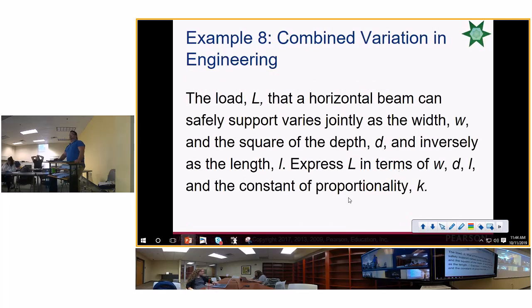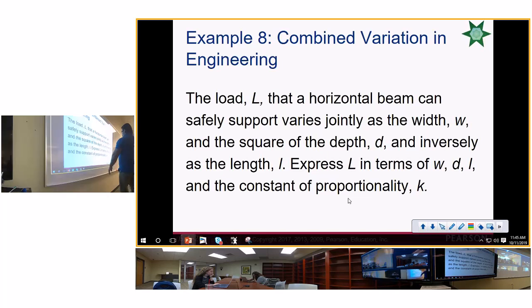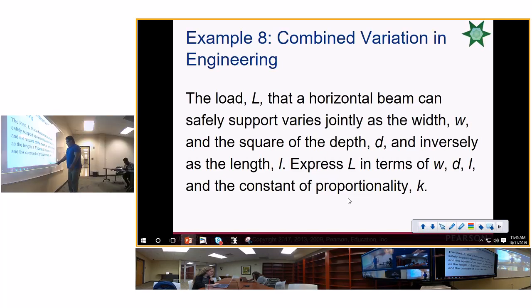Now I'm going to let you write this one down. The load, L, capital L, that a horizontal beam can safely support varies jointly as the width and the square of the depth, and inversely as the length. Now I want you to just concentrate on what that says. So we're going to highlight just this part right here. You don't have to write this last sentence because it basically says what I'm fixing to do. So you don't have to write that down.